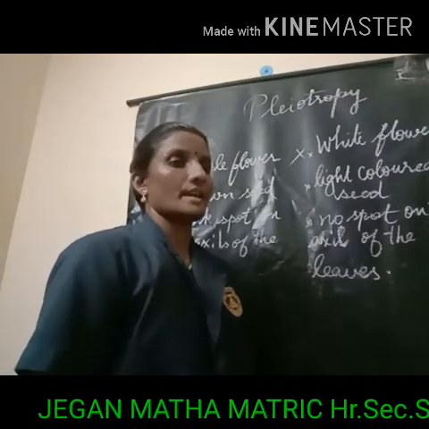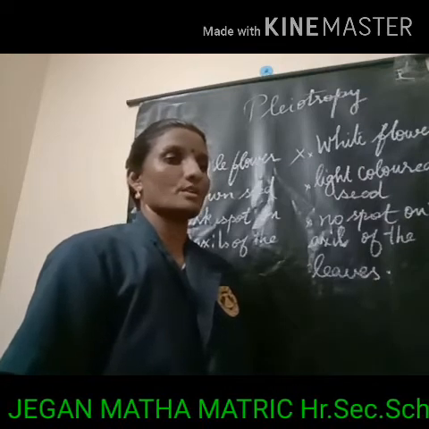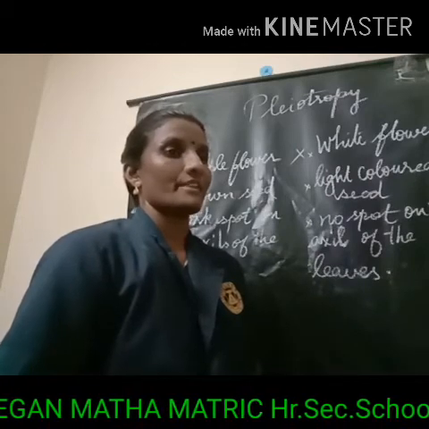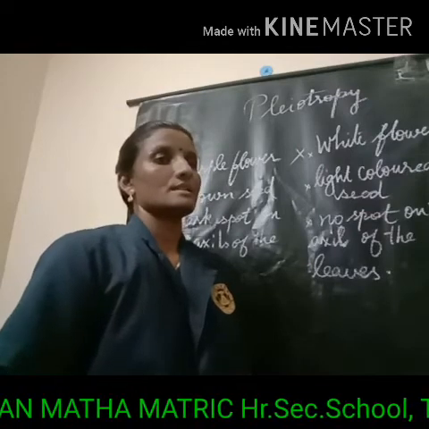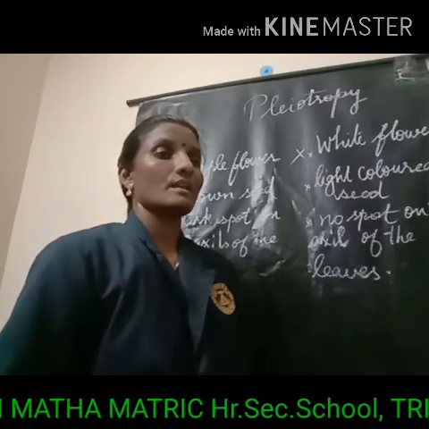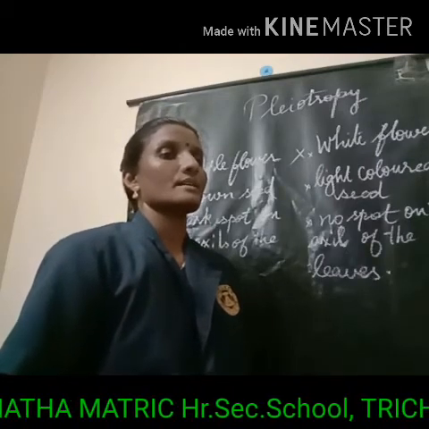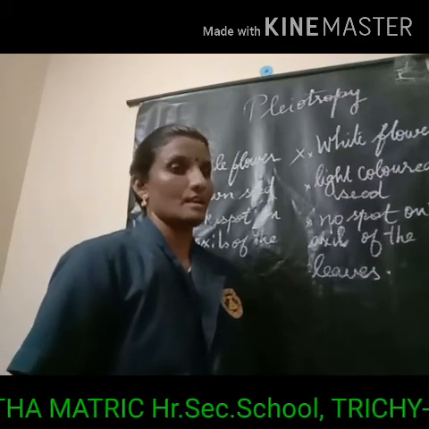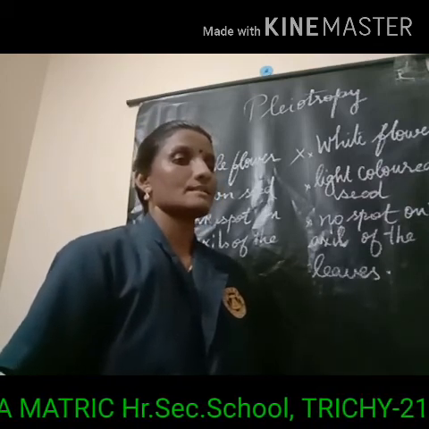The three traits for flower color, seed color, and leaf axil spot were all inherited, all transmitted from parent to offspring together as a single unit. This is due to the pattern of inheritance where the three traits were controlled by a single gene. So here the character is controlled by a single gene with dominant and recessive alleles. Example, sickle cell anemia.